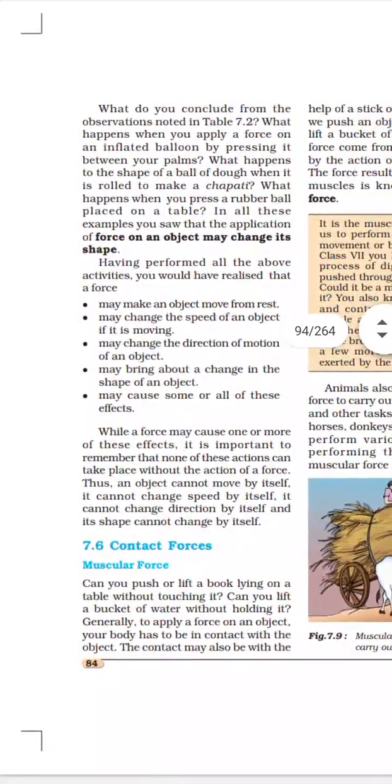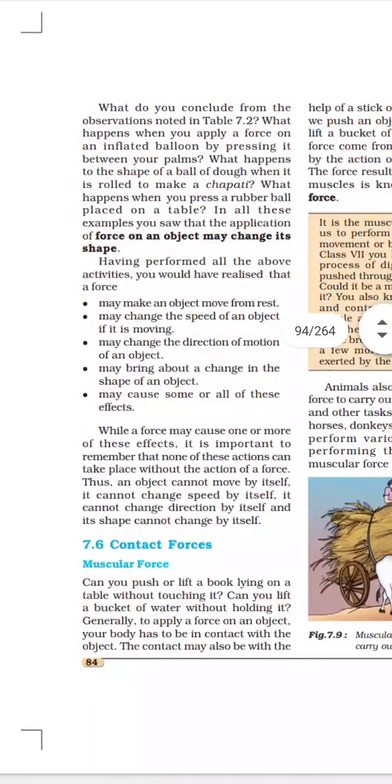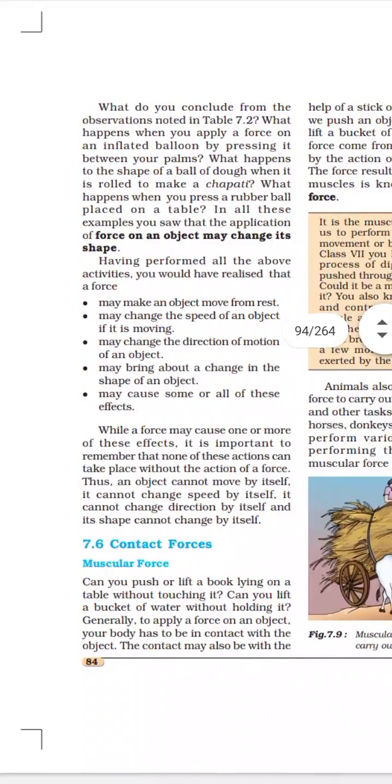Importance of force. While a force may cause one or more of these effects, it is important to remember that none of these actions can take place without the action of a force. Thus, an object cannot move by itself. It cannot change its speed by itself. It cannot change its direction by itself. It cannot change its shape by itself.